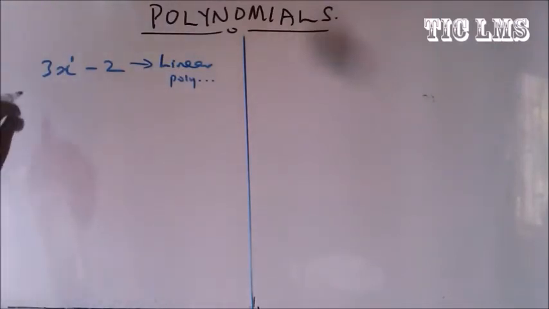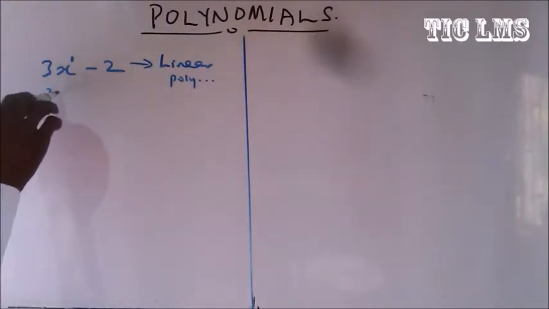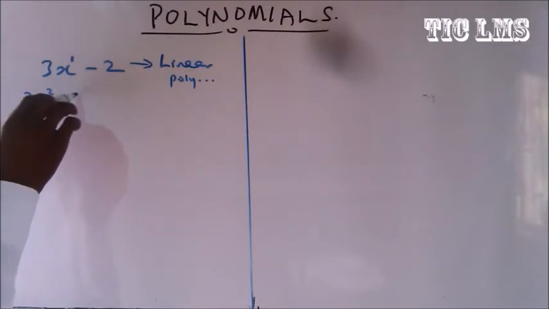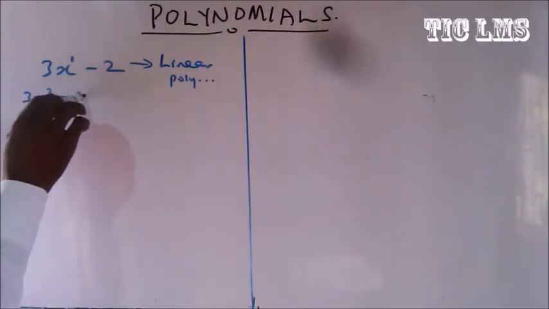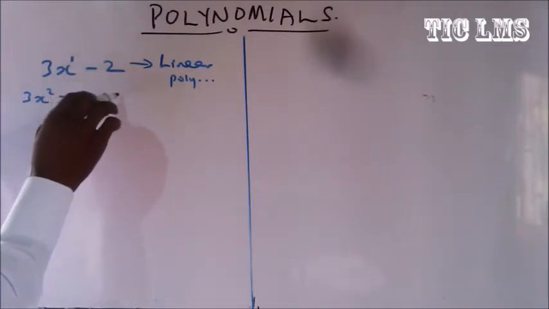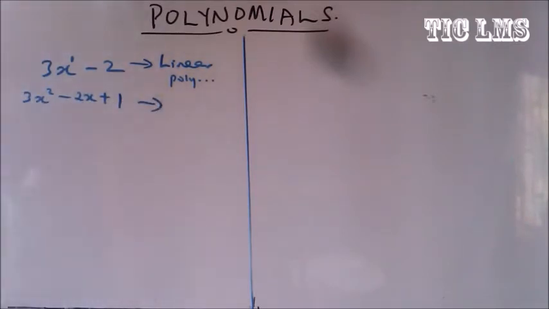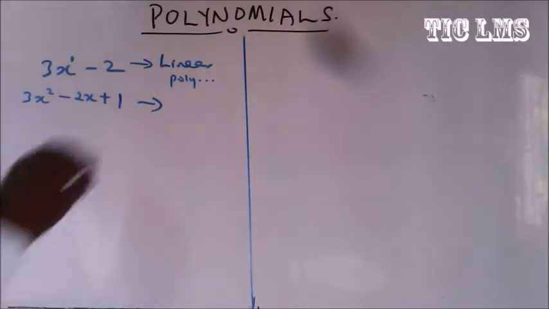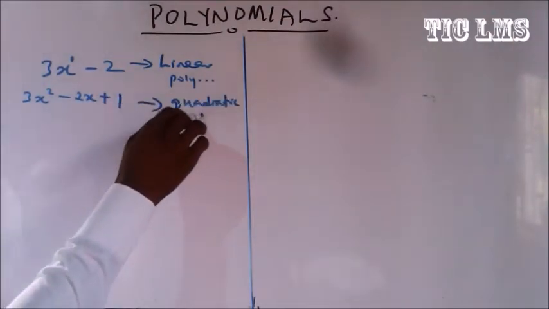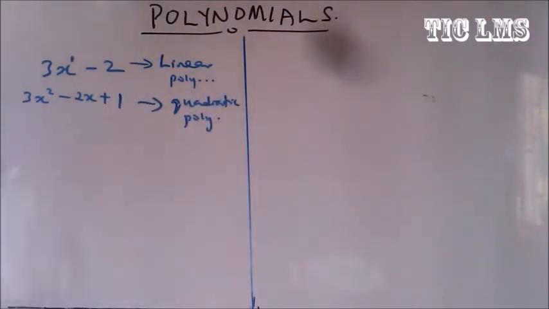You could have 3x squared minus 2x plus 1. This is also a polynomial, which is a quadratic polynomial. We could have several powers of x. It could increase to 4, 5, 6, 7, and so on.